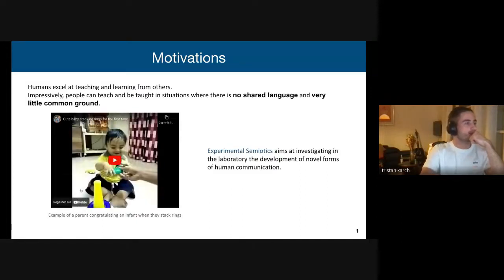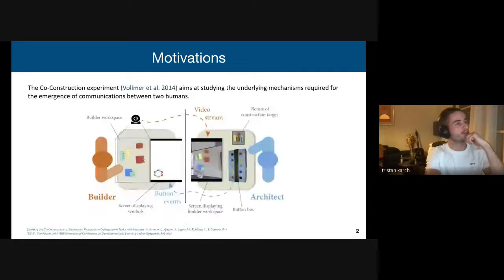This kind of interaction involves communication, and there is a field that studies how humans can develop new forms of communication, called experimental semiotics. Inside experimental semiotics, there is a particularly interesting experiment that I want to talk about because it's a source of inspiration for our project. This is the co-construction experiment by Vollmer et al., which aims at studying the underlying mechanisms required for the emergence of communication.